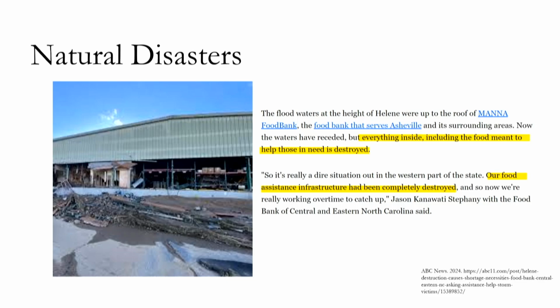So this picture is from a food bank in Asheville, North Carolina, right after the recent Hurricane Helene. And it might be a little harder to read, but it says basically everything inside, including the food meant to help those in need, was destroyed. And then their food assistance infrastructure has been completely destroyed. So this food bank completely lost their infrastructure to serve the people that needed it much more than they do during regular times.